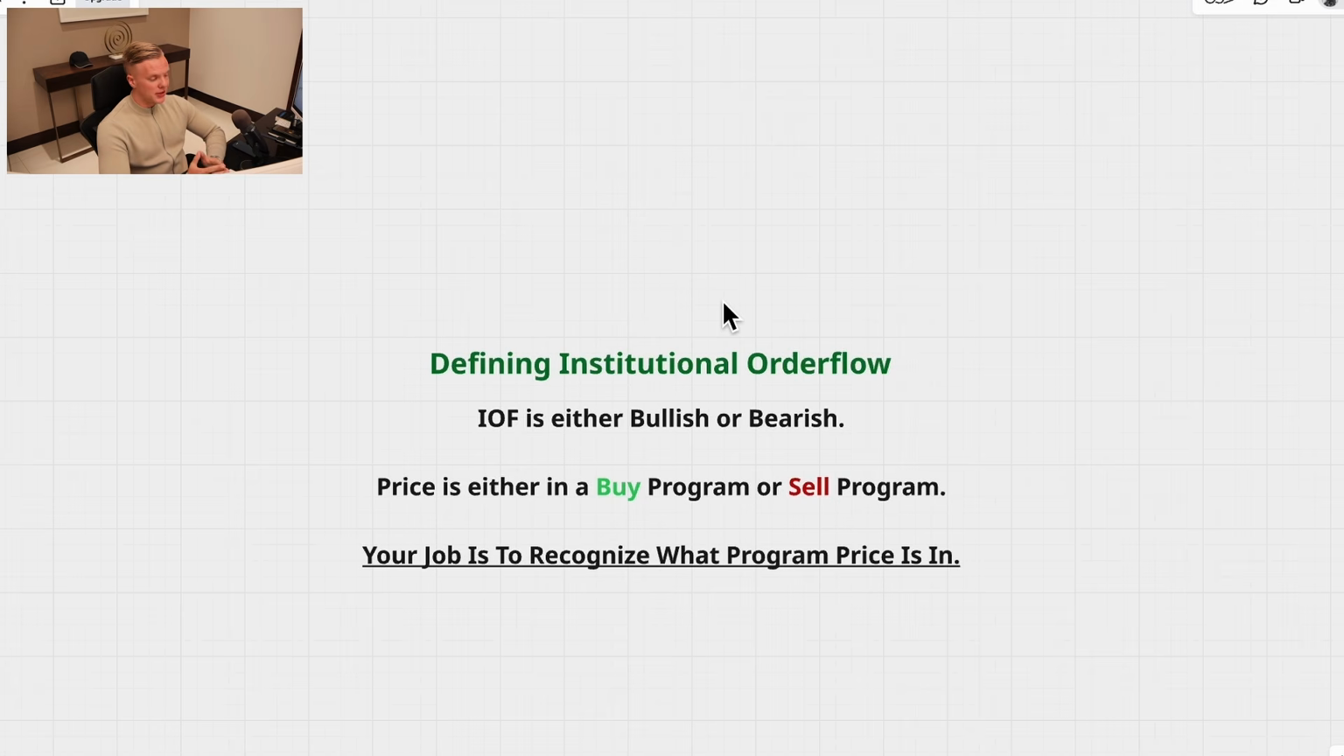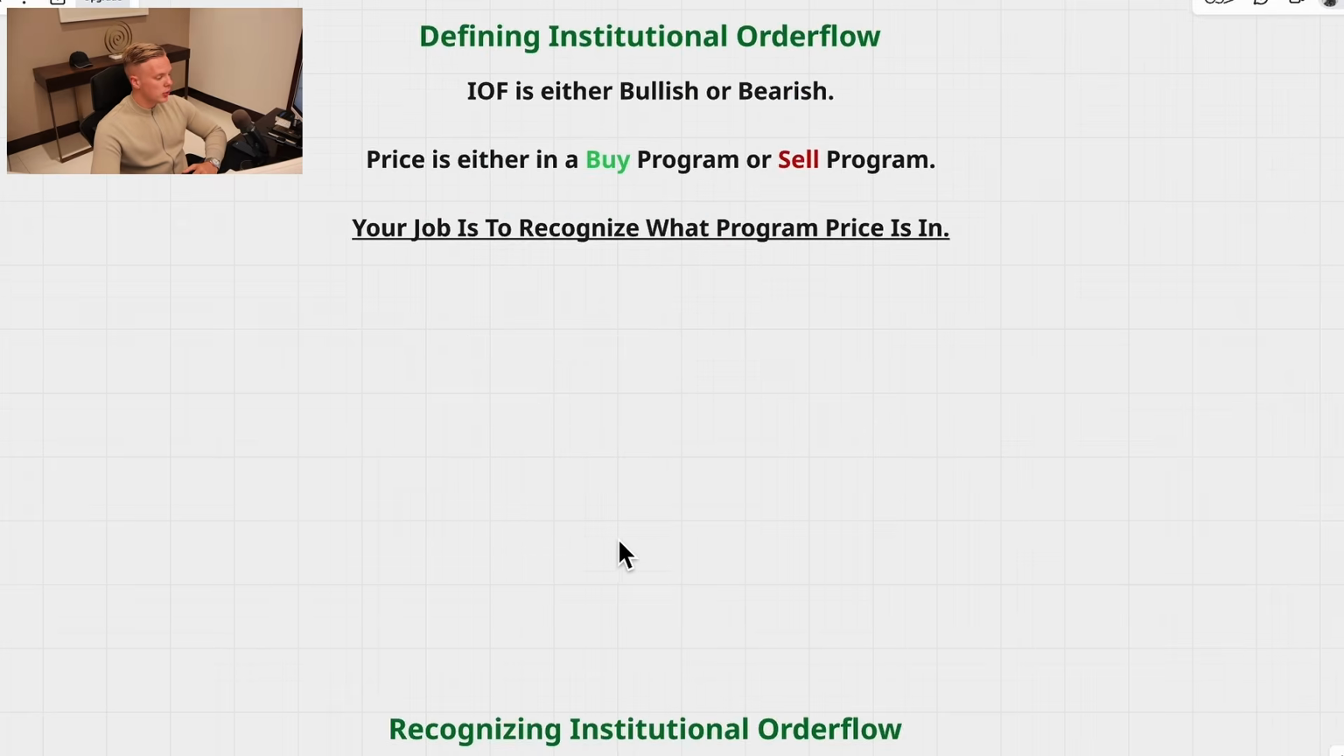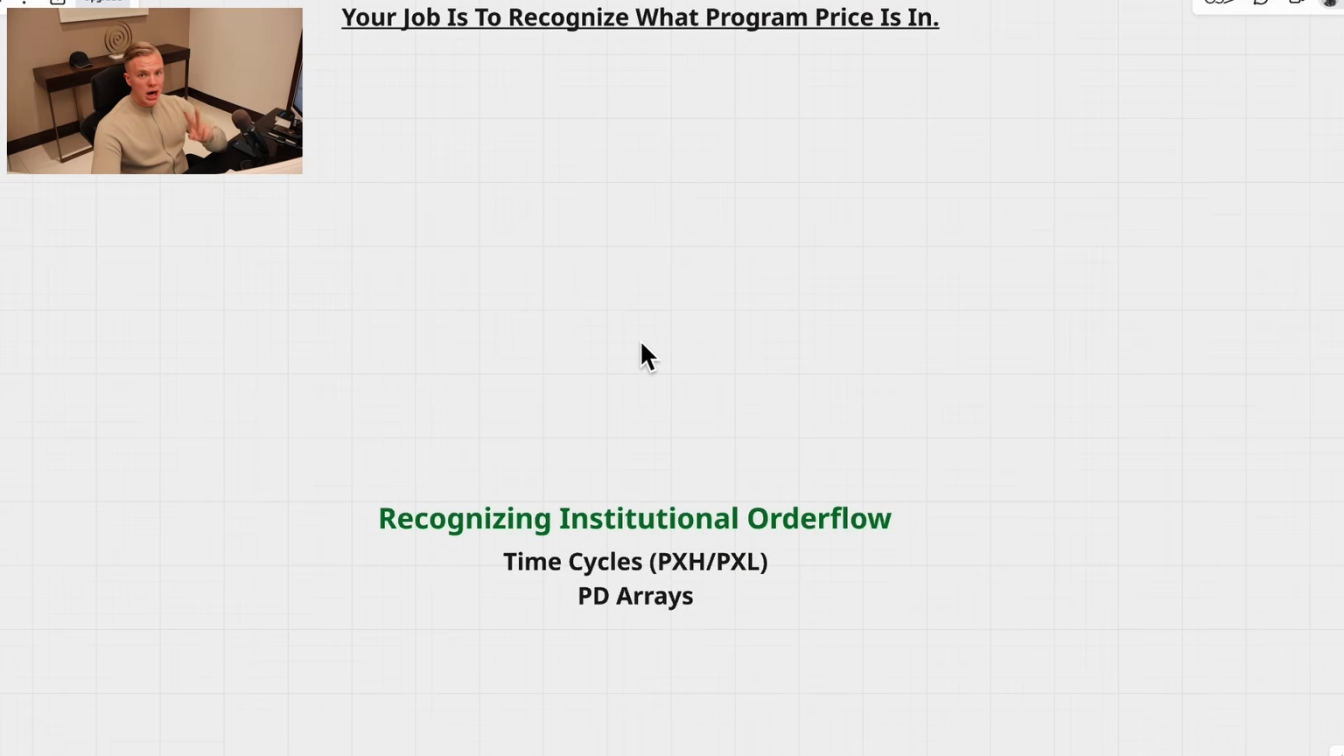What I would like you to understand is that your job is always to define what is the current program that price is in. Once you recognize what this program is in, that is when you can align yourself with these high-frequency trading algorithms. I promise that by the end of this lecture, you will have gotten a good understanding of how to recognize what the true institutional order flow is and how to recognize where true opportunities are being presented.